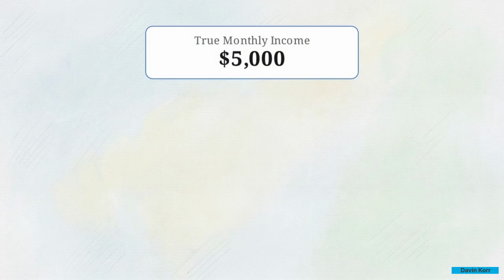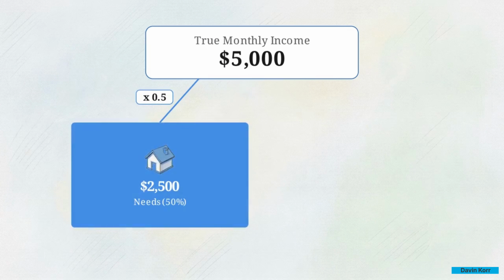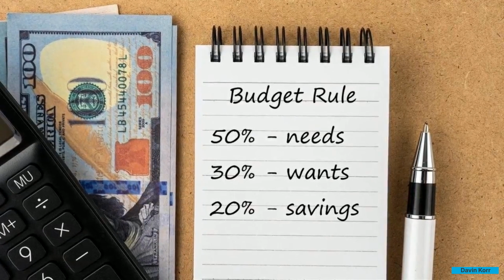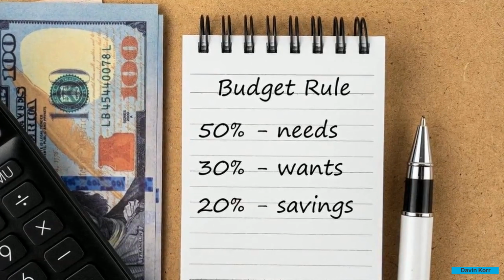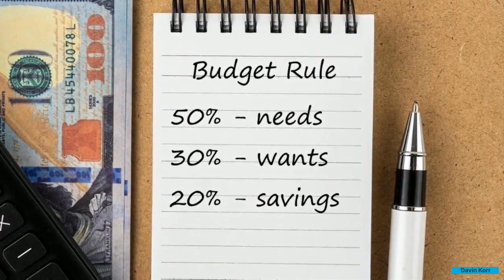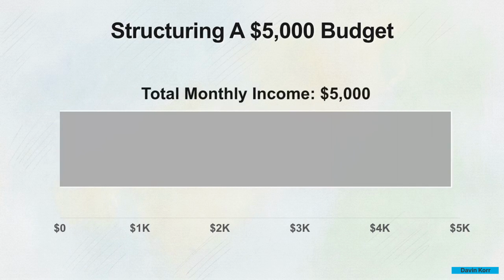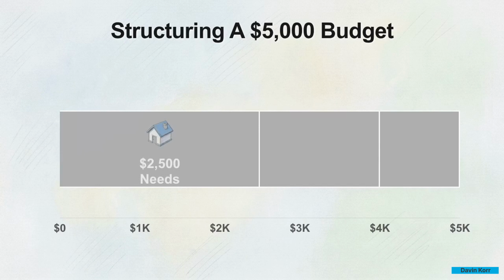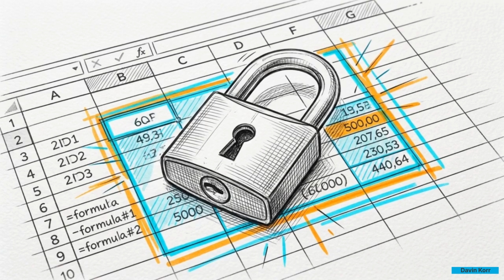Now, take that true monthly income and multiply it by 0.5, 0.3, and 0.2. These three results represent your new boundaries: 50% for needs, 30% for wants, and 20% for savings and goals. For a $5,000 income, this dictates rigid targets of $2,500 for needs, $1,500 for wants, and $1,000 for goals. Locking in these numbers removes emotional guesswork and forces you to confront your spending reality.